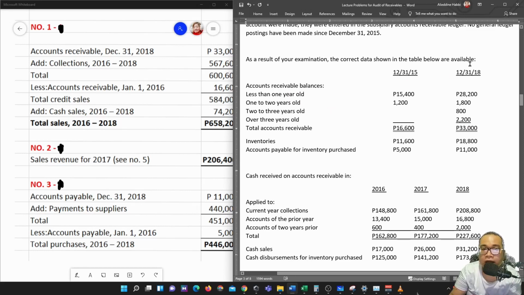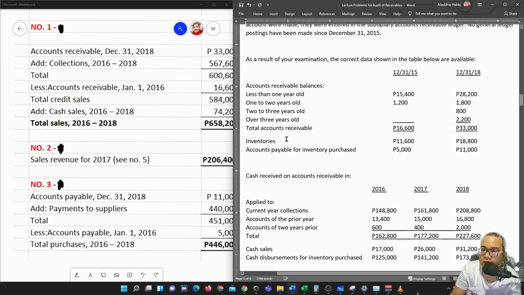alam nyo, nanggaling to from the year 2018. Ito, 1 to 2 years old, 1,800. So, alam nyo, from 2017 yan. 2 to 3 years old, that is 800. So, that is from the 2016. So, itong 2,200, 2015, paano yan? Pababa. So, yun. Total accounts receivable. Lagyan nyo ng logic yung mga may sense yan sila.